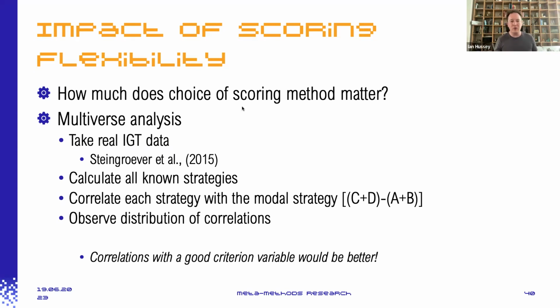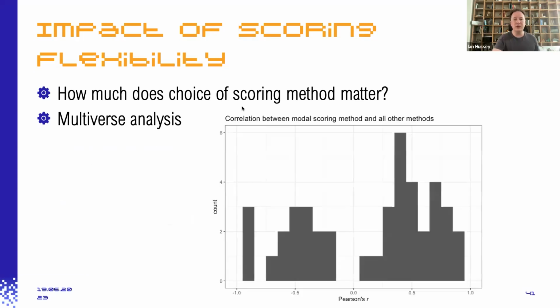As a quick aside, of course, a good criterion variable here might be more informative because you could do work on at least speaking to which of these methods has the best validity of a certain sort. In the absence of that, until we can find a good data set to do this, these correlations with the modal strategy are at least a useful approximation. So what did we find? We find that correlations between the modal strategy and other strategies range almost between minus 1.0 and plus 1.0, with a relatively flat distribution among it.